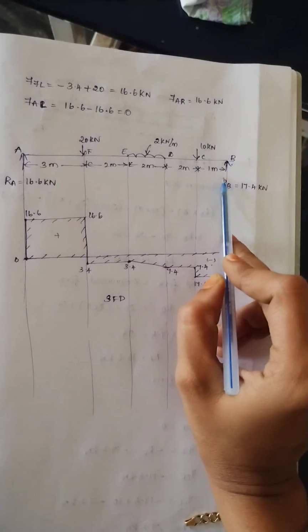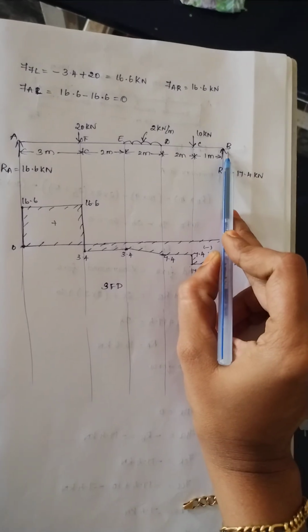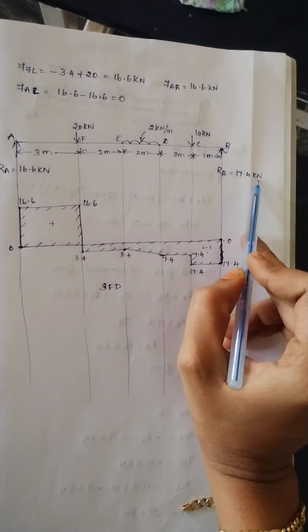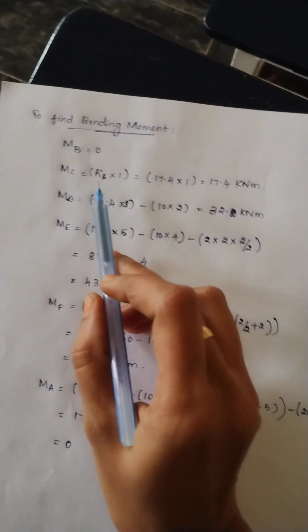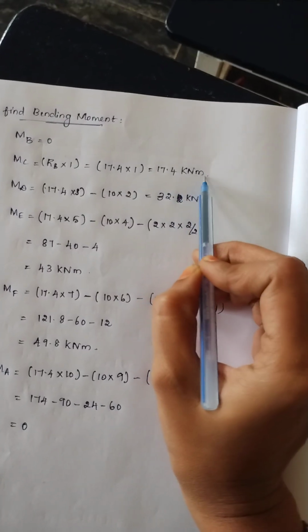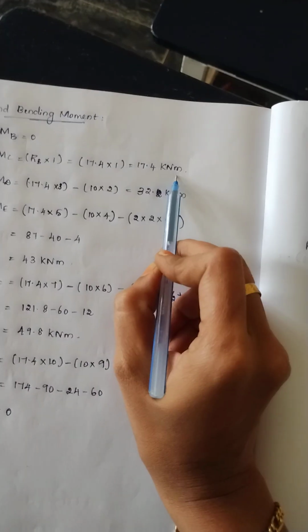Moment at C, RB into 1. The RB force is acting upward, therefore the sign is positive. The value for RB is 17.4, therefore 17.4 into 1, the value is 17.4 kilonewton meter. The moment unit is kilonewton meter.